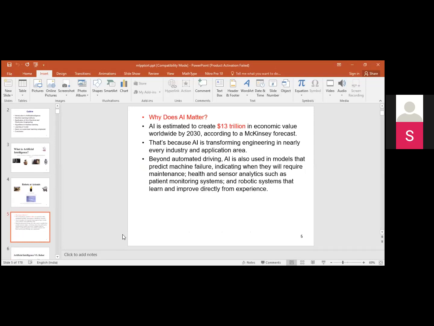Basically, why does AI matter? It is estimated that about 13 trillion dollars of economic value will be created worldwide by 2030 with the help of AI. Beyond that, so many systems will be automated, and so many supporting software and controllers will come that can predict when your machine will fail and indicate when you require maintenance, in the health sector, the education sector, patient monitoring systems, and robotic systems. A lot of things are going to improve, and when you study this over the internet, many new things come up.